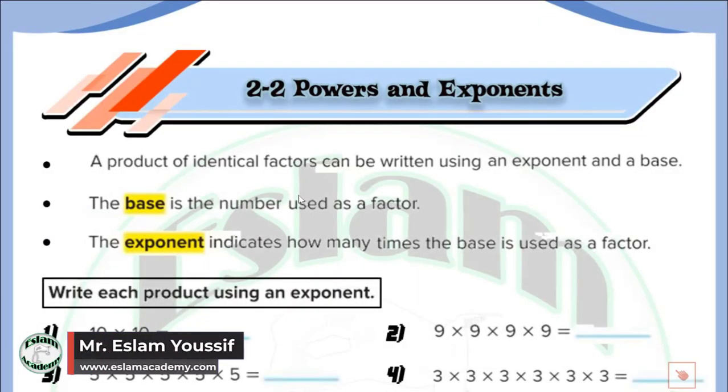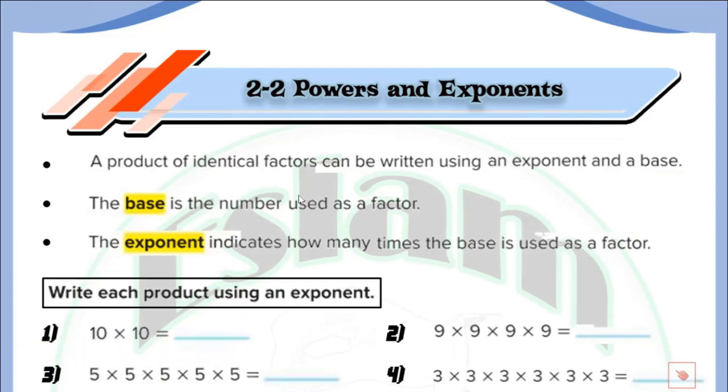Welcome back with a new math tutorial. In this video we are talking about powers and exponents. What is the meaning of the power? What is the meaning of the exponent?